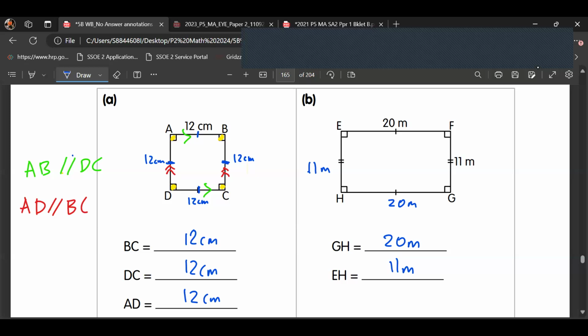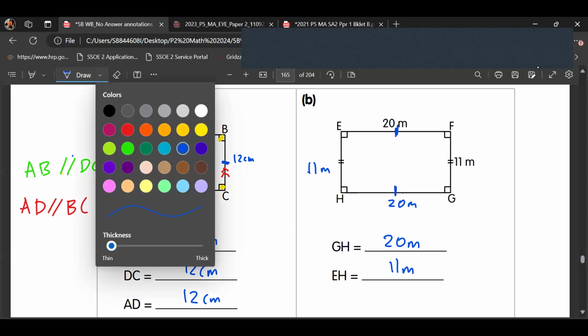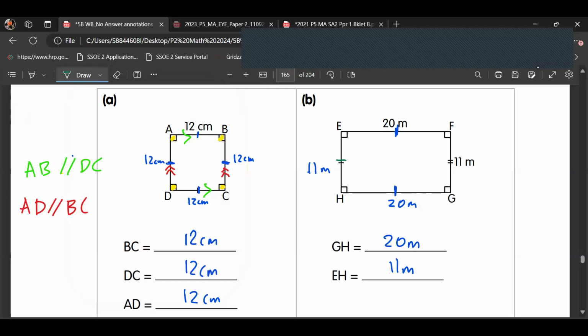So similarly to the square, I can name other properties. GH is equal to EF because opposite sides are equal. EH is equal to 11 meters, equal to FG, because opposite sides are equal. And you see, the single dash shows you this side is equal to this side. Then they use a different dash, a double dash, or it looks like an equal sign. The double dash shows the other equal sides.